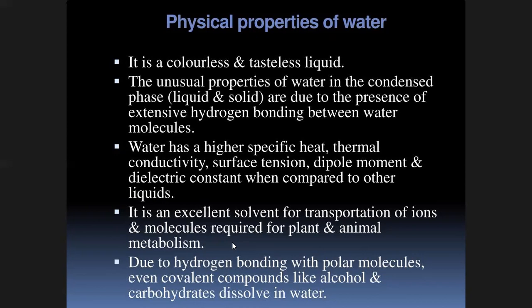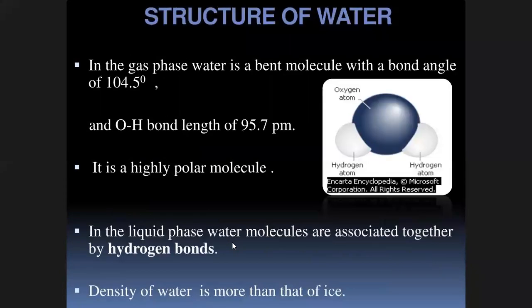So due to hydrogen bonding with polar molecules, even covalent compounds like alcohols and carbohydrates dissolve in water. So all those compounds which are polar, this is a polar solvent. Polar मतलब क्या होता है? Which have two poles, positive and negative, two different poles. If we talk about a magnet, south pole and north pole. है ना, two poles are there. So all those compounds which are polar molecules, even covalent like alcohols and carbohydrates, all can mix in the water. Carbohydrates वगैरह आपके सब पानी के अंदर easily mix हो जाते हैं. ठीक है.